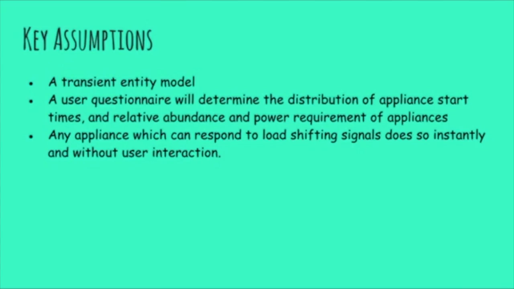Some of the key assumptions we make for our model include: 1. A transient entity model. 2. Assuming a probability distribution for the time between starts of appliances and for the length of time the appliance is running. And 3. That any appliance which can respond to load shifting signals does so instantly and without user interaction.